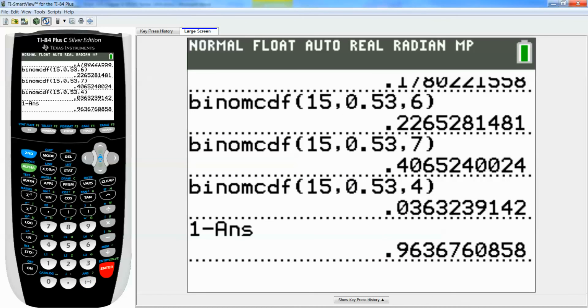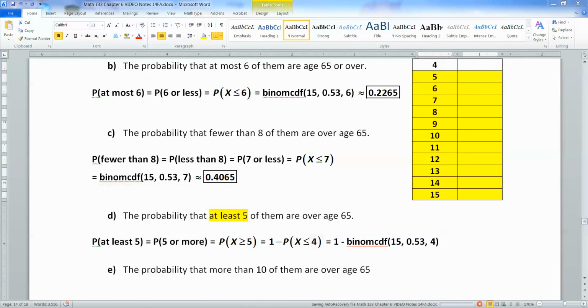And it gives me 0.963676. So 0.9637. I'm being silly. And that's the result right here.